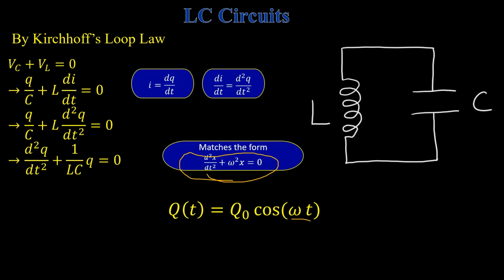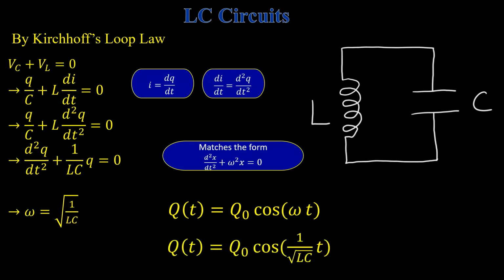So we have a very similar equation here. Instead of x, we have q. And our omega is going to be the square root of 1 over LC. If you plug that into the general equation, the charge in this circuit is q sub 0 cosine of the angular frequency, which is 1 over the square root of LC, times t.